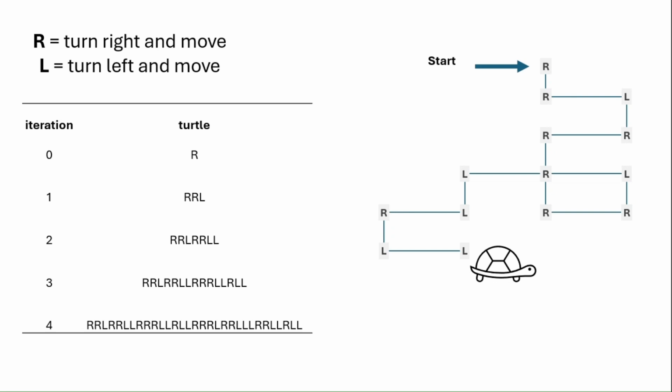To start generating your dragon curve, you're going to need a turtle. A turtle is a list of instructions for a computer to move and draw things on a grid. The dragon curve has a relatively simple turtle with only two instructions. R means turn right and move. L means turn left and move. The turtle starts as a simple R, and with each iteration, it gets longer and longer.